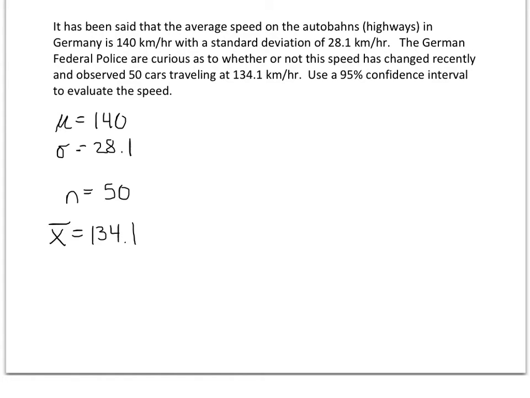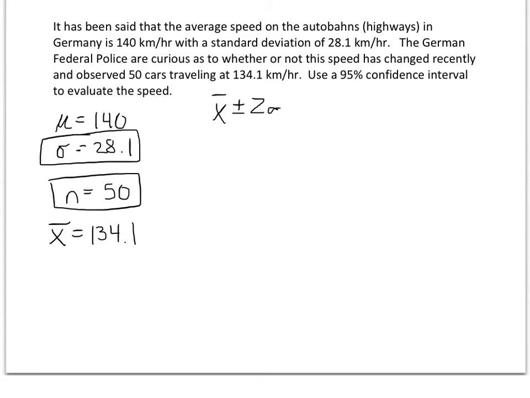Using a 95% confidence interval, evaluate the speed. Remember, when we try and find our intervals, it's x bar plus or minus. You have to ask yourself if it's a z or a t interval. In this case, our standard deviation of the population is known and our sample size is large. So both of the things are true. So we're definitely looking at a z here. You're going to multiply that by your standard error, which would be your standard deviation divided by the square root of n.